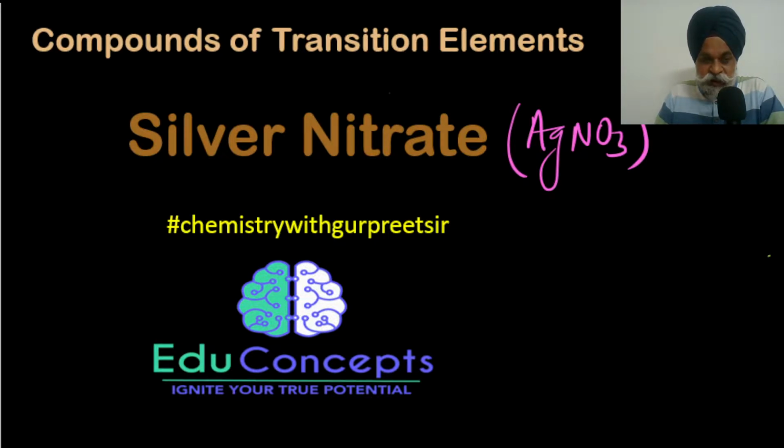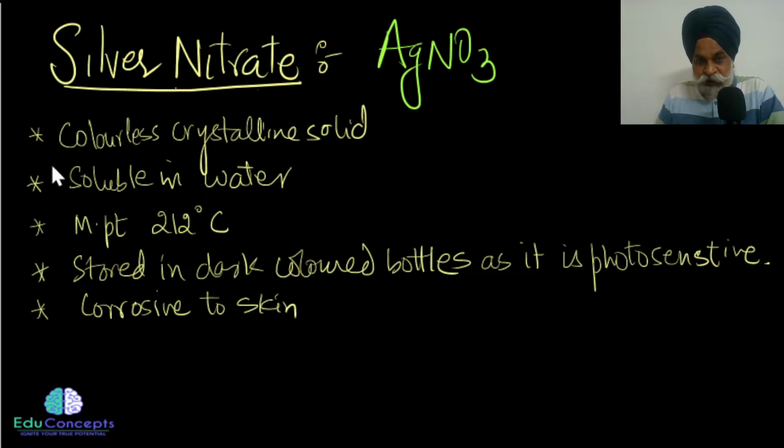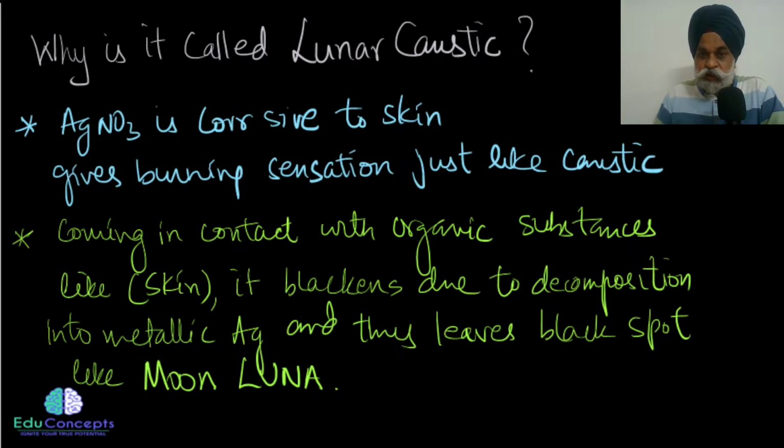So silver nitrate, if I talk of its physical properties, it's a crystalline solid which is highly soluble in water and melts at a temperature around 212 degrees centigrade. It is photosensitive, it easily gets decomposed, so that is why it is to be stored in colored bottles, brown color bottles mainly, and it is corrosive to the skin. It gives you a burning sensation if accidentally it falls on your skin. And it is commonly called lunar caustic.